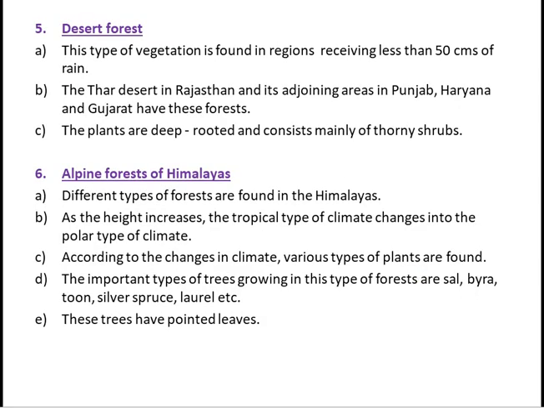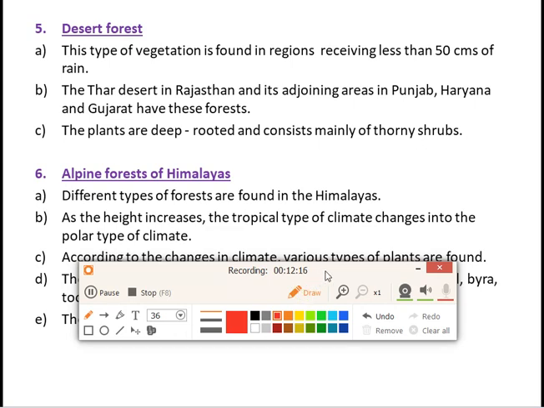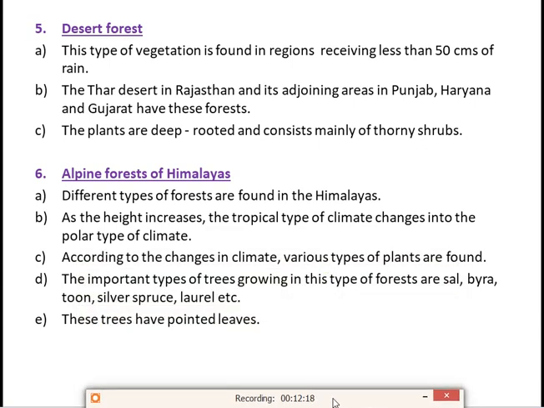Now we have the fifth type of forest, that is called the desert forest. As the name is desert forest, obviously we can get these types of forests in the desert areas. This type of forest is found in the areas receiving less than 50 centimeters of rainfall. In these types of forests the rainfall is very less, that is less than 50 centimeters.